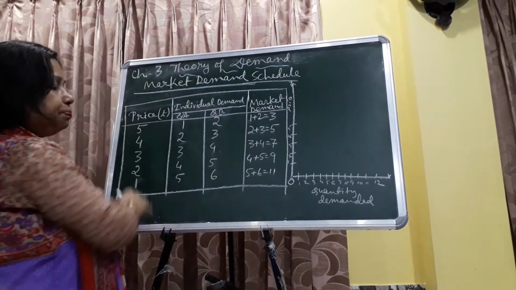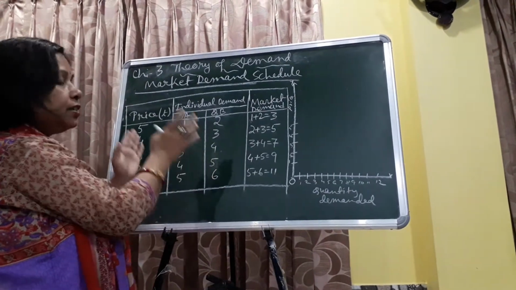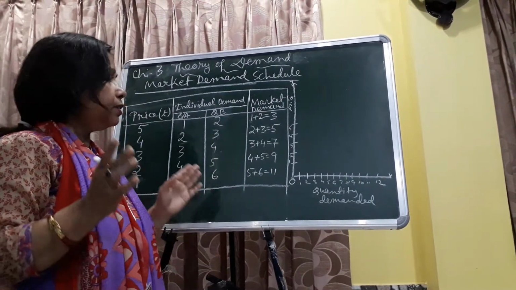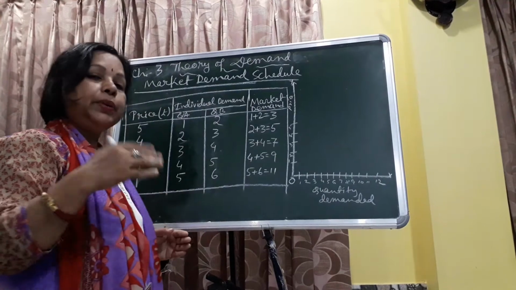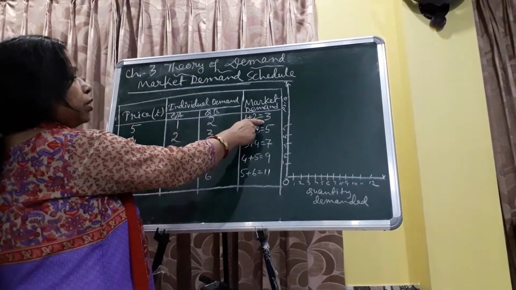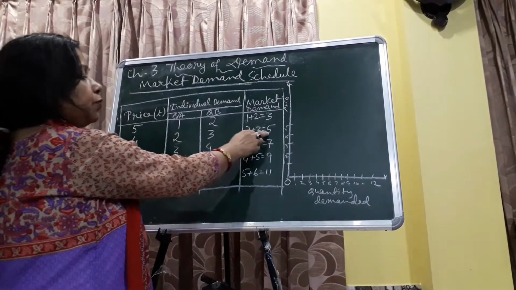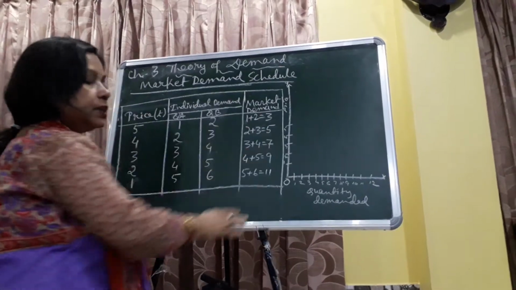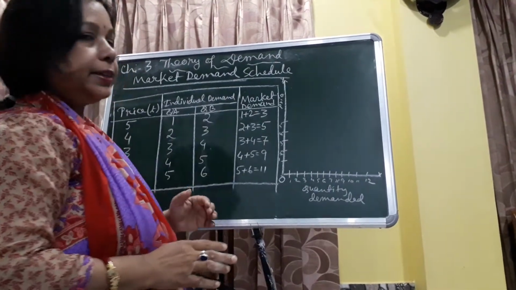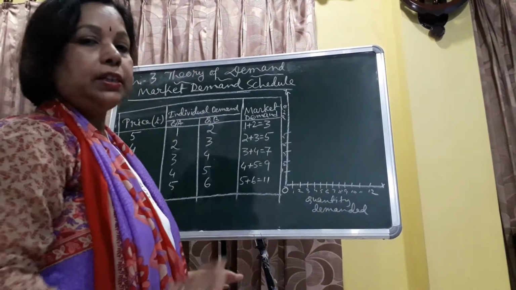Market demand is created when we add individual A's demand and individual B's demand. So 1 plus 2 is 3. Market demand created is 3 kilo of wheat, and 2 plus 3 is 5. In such a way the market demand column is created. With the help of this schedule, now I am going to draw the diagram.